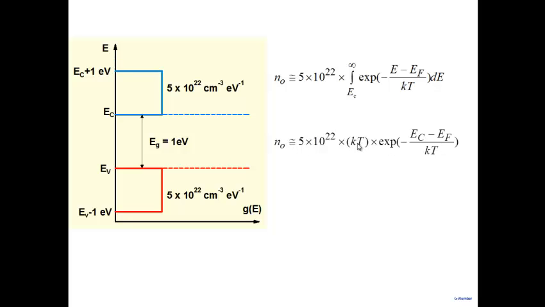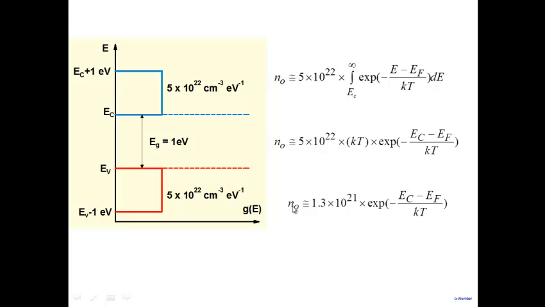KT, of course, I know, is 26 milli electron volt at room temperature. So we put that in there, and I get N0 equal to 1.3 times 10 to the power 21 exponent minus EC minus EF by KT. Where is my EF going to be? Well, I don't know because I don't know N0, right? Both N0 and EF are related together. But where is the guess?